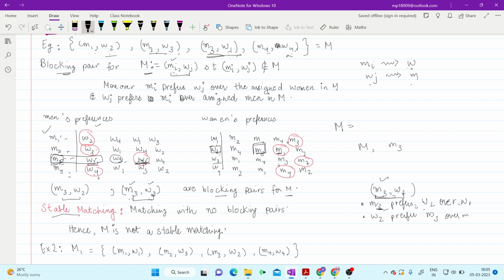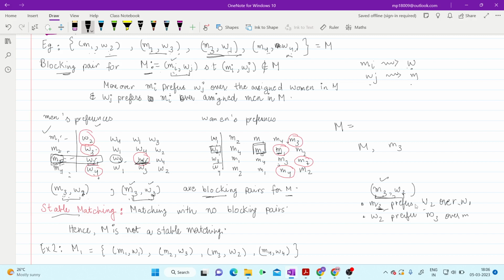Now a blocking pair is just one pair, one tuple. M3W2 is a blocking pair for this matching because M3 will be happy with W2. M3 has been assigned W1, but M3 prefers W2. And this is happening for W2 also. So for it to be a blocking pair, both M3 and W2 should be happy. It's not that only one is happy. Both should be better off.